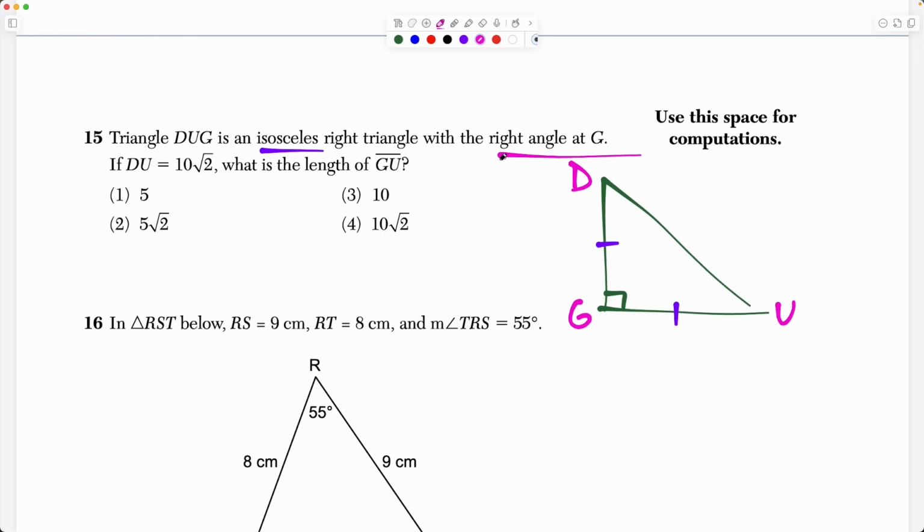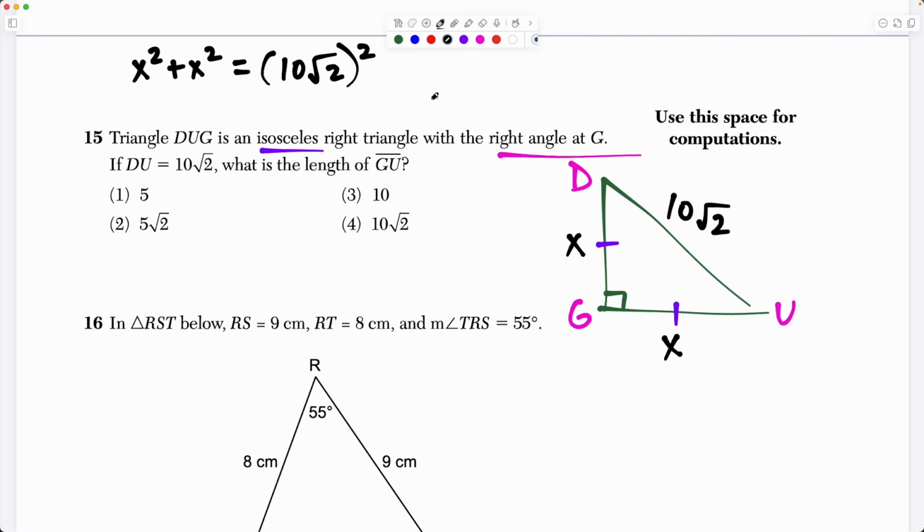So now that we have this, let's go ahead and label. So DU is 10 square root 2, and this is the hypotenuse. But since these two segments here are the same, I'm going to put an x here and an x here. And now we could solve this using the Pythagorean theorem. Okay, so I'm going to start off here by writing, and I'll just write this over here in this section. I could say x squared plus x squared equals, and then I take the third side, 10 square root 2, and I square this, okay? And I could do this because we were told we have a right triangle, so the Pythagorean theorem applies.